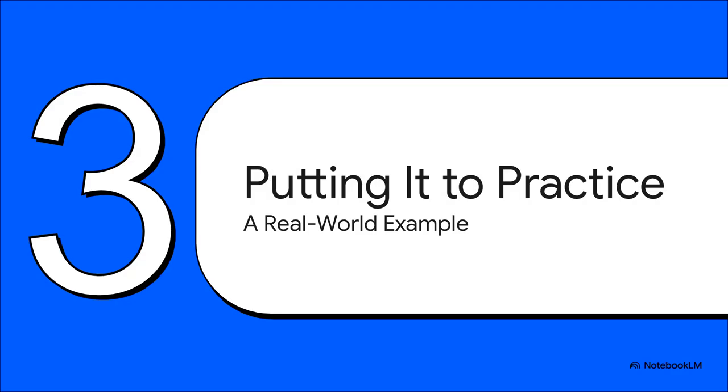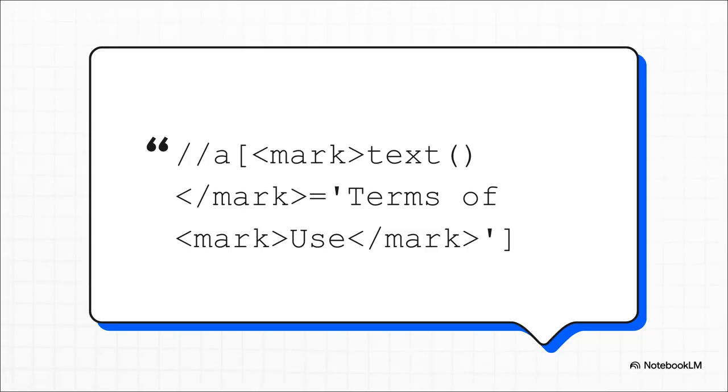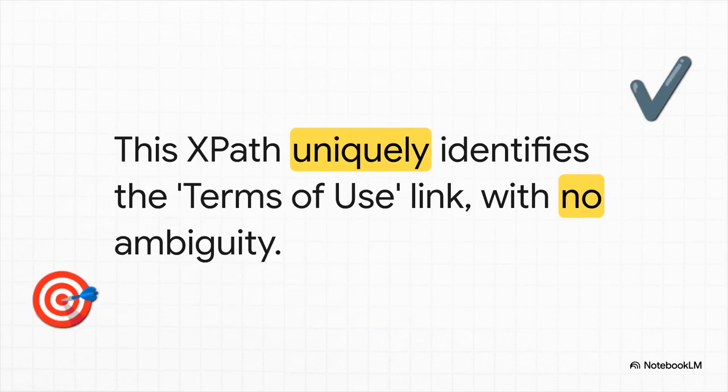All right, enough theory. Let's actually put this into practice. We're going to build a real piece of code using that terms of use link we just saw. So if we follow the steps we just went over, this is what we get. We start with //, we tell it we're looking for an A tag, and then we add our condition. Text has to be exactly terms of use. And boom, that single line is our complete, super precise locator. And just like that, we've told our automation tool, hey, ignore every other link on this page. I only want the one and only one that says this exact thing.